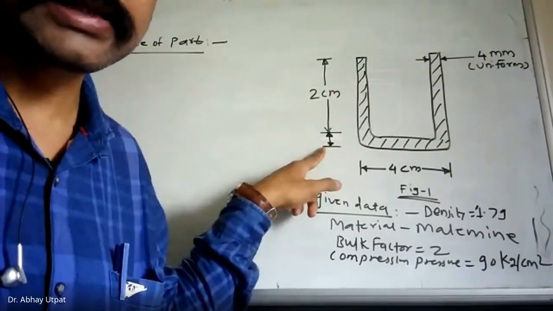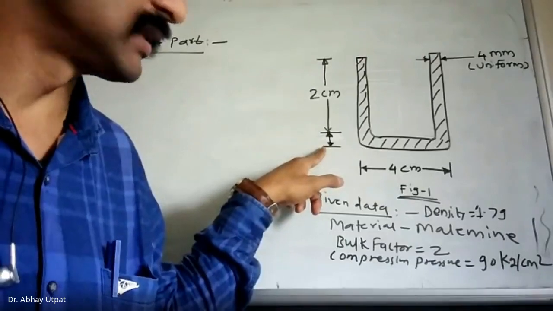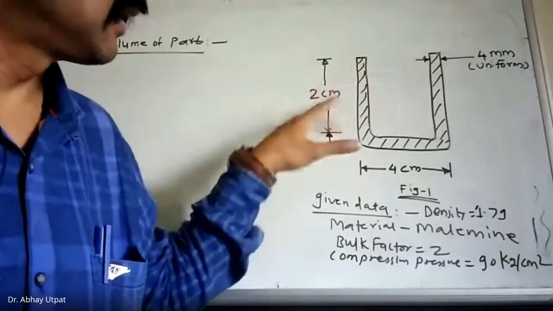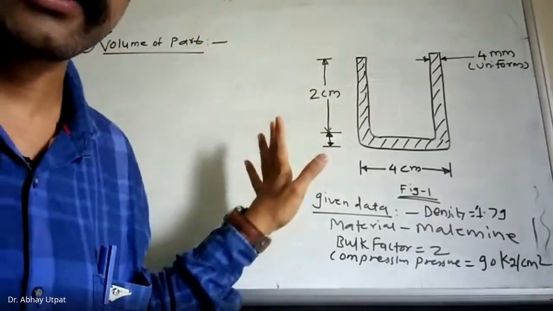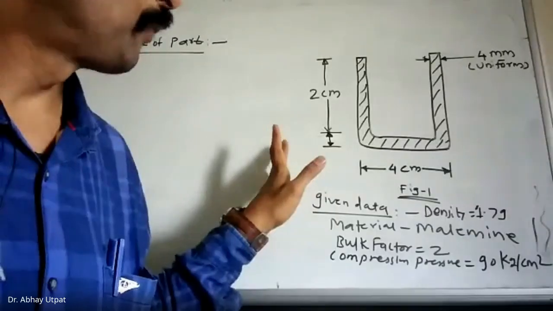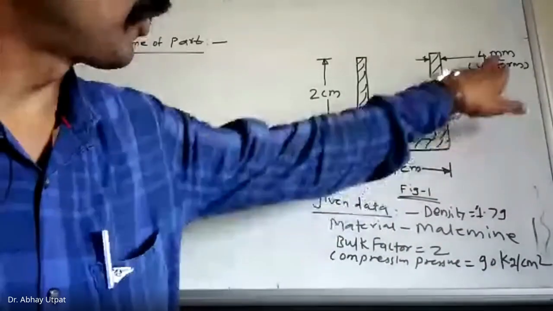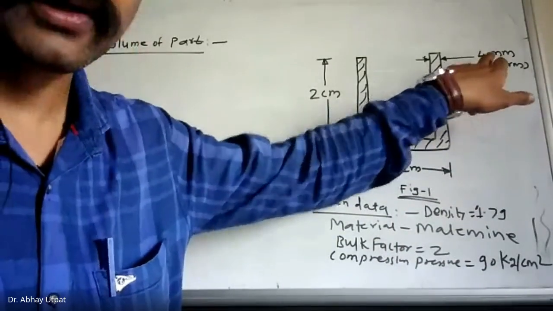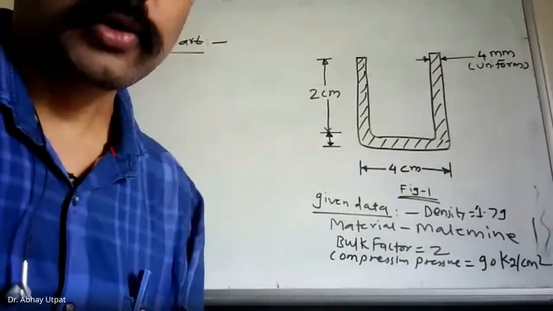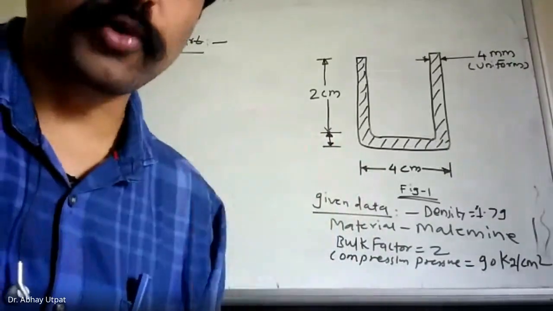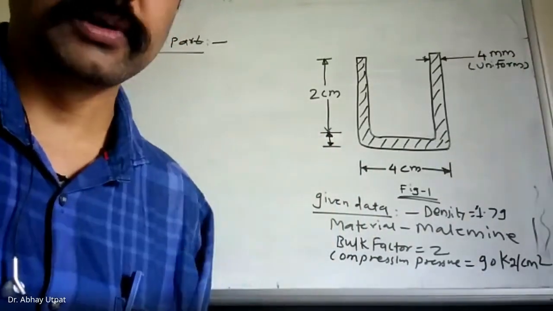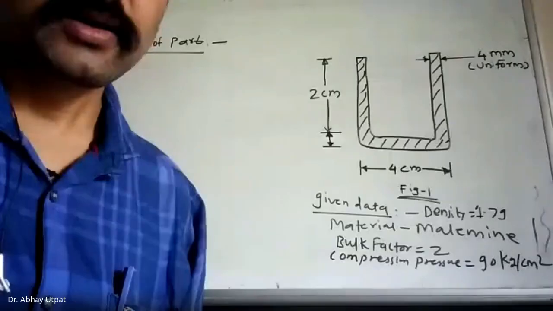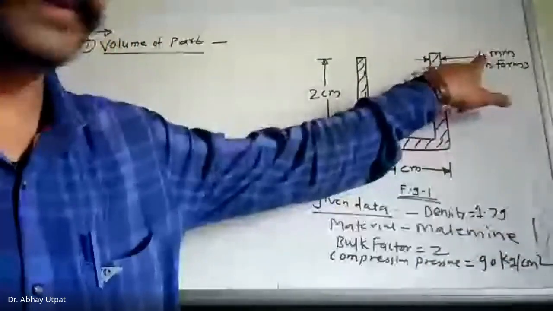Logically, any 9th standard student can also tell this answer. See the figure. I have given all information in the figure. It is 0.4 centimeter, not 0.5. It is 4 millimeters. Why 0.4? Because 4 millimeter.